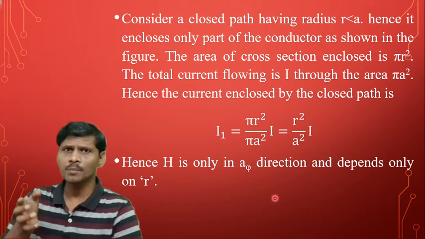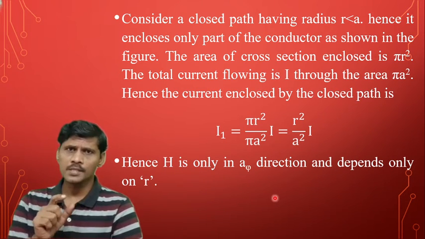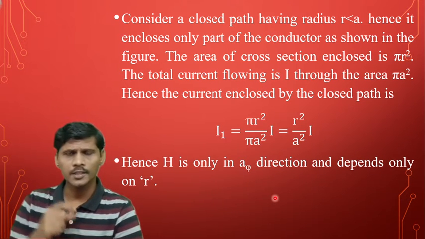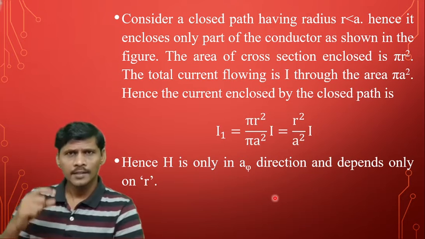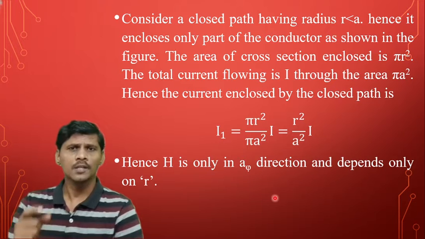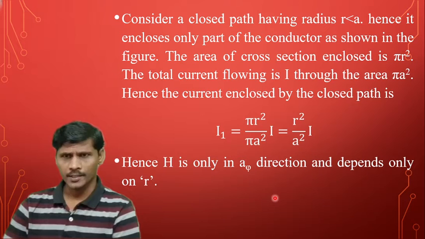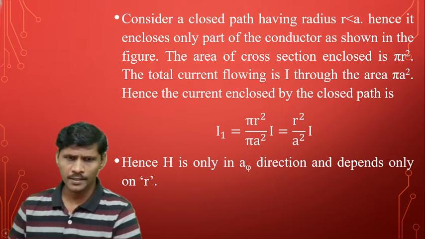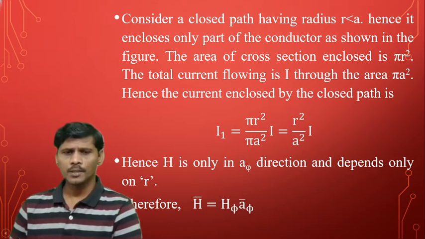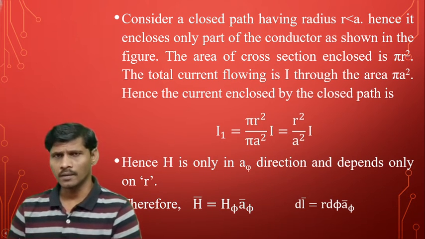Now here the Amperean path is considered inside the cylinder. The point P is considered at any point on the Amperean path. At that point P, consider the differential length dl bar. At point P, the direction of the differential length and the magnetic field intensity is always tangential, that is the a phi bar direction. So therefore, the magnetic field intensity at point P is H bar equal to H phi into a phi bar, and the differential length dl bar is equal to r d phi into a phi bar.